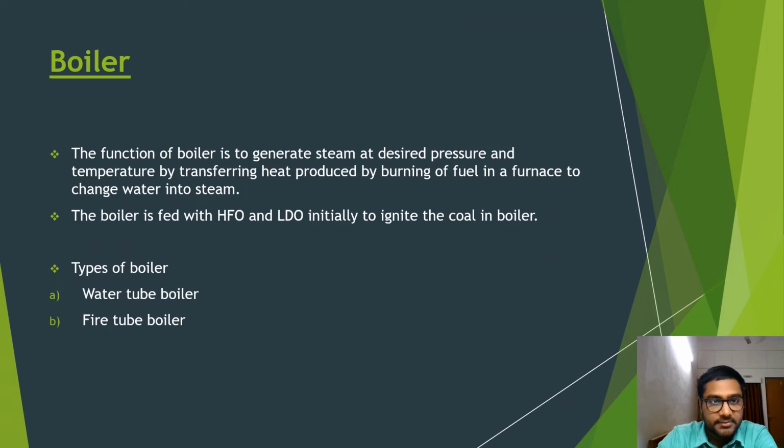Okay, so now we are talking about one of the major equipments in our power plant, that is the boiler. The function of the boiler is to generate steam at desired pressure and temperature by transferring heat produced by burning of fuel in a furnace to change water into steam. It basically changes the water into steam that we use to rotate the turbine. So the boiler is fed with HFO and LDO initially to ignite the coal in the boiler. Okay, there are generally two types of boiler, that is water tube boiler and fire tube boiler.